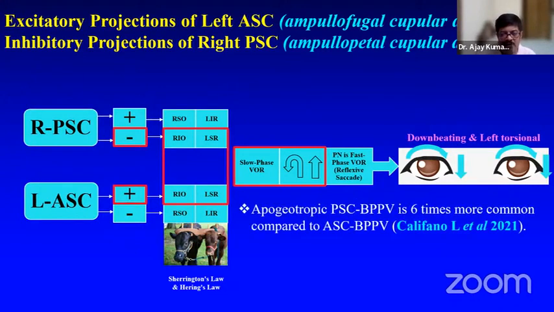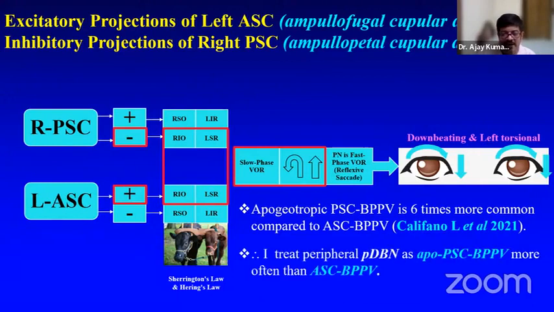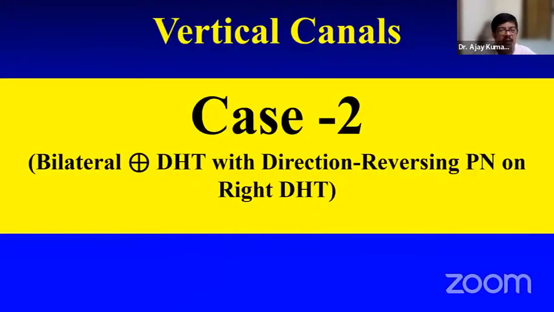Because apogeotropic posterior semicircular canal BPPV is 6 times more common compared to anterior semicircular canal BPPV, as per the data Califano published in 2021, I usually treat peripheral positional downbeating nystagmus as apogeotropic posterior semicircular canal BPPV more often than anterior semicircular canal BPPV. This is case 2. Again, a man around 40 years old came with a history of positionally triggered dizzy spells.